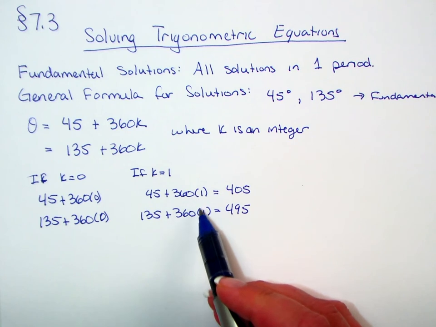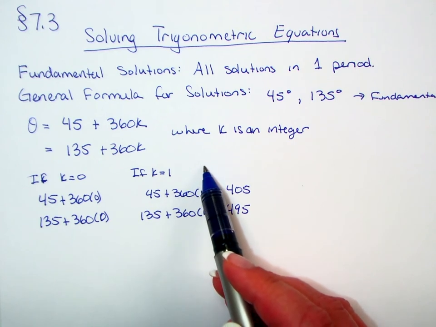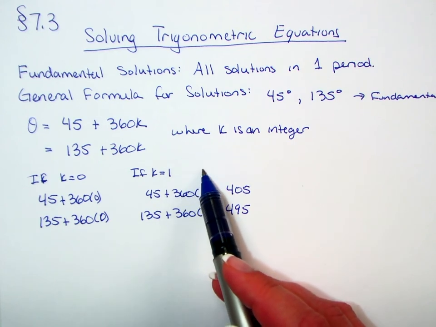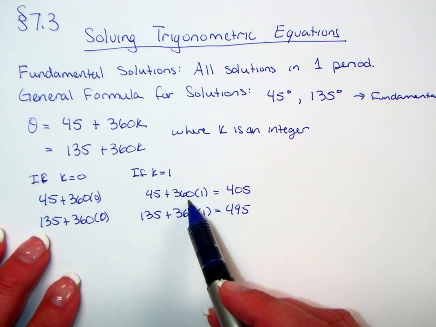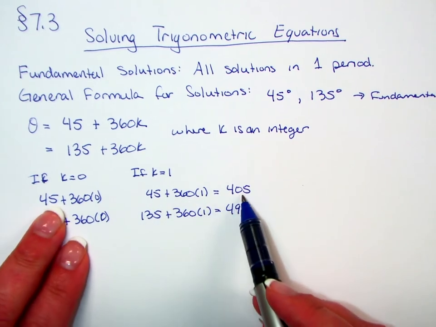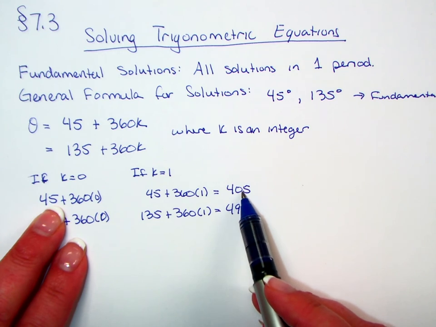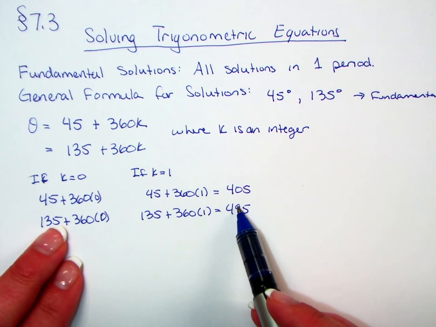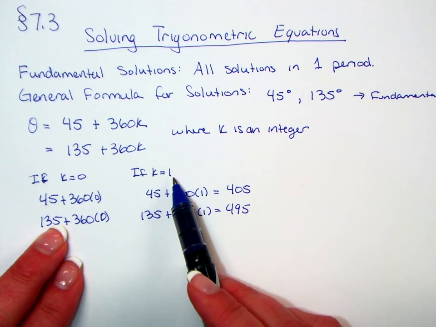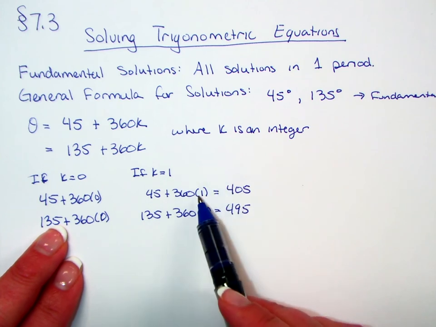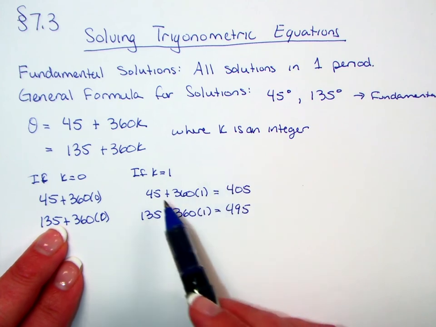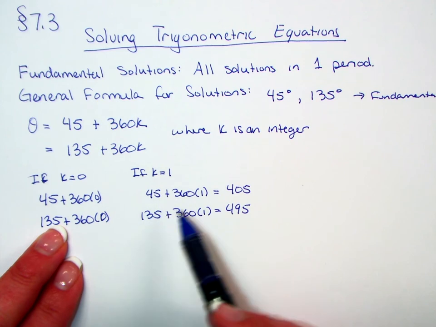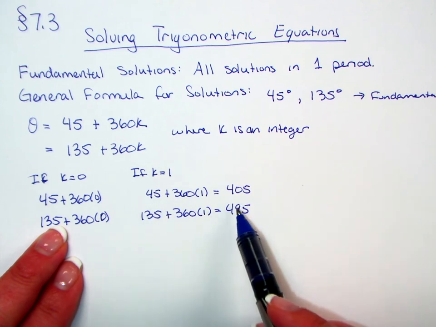Now what this k value represents really is how many times around the unit circle we're going to get those values, right? So 45 degrees and 405 degrees are coterminal. They're both in quadrant 1. They both have equal reference angles. Same thing with 135 and 495. They're in the same location on the unit circle. So we could let k equal 2, and add 720 to both of these solutions, and that would give us 2 more solutions.